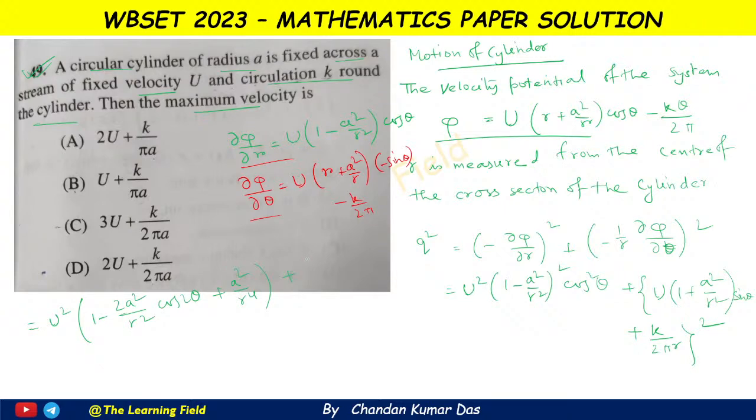If I made a mistake, then you can correct me in the comment. Into 1 plus a square by r square into sin theta, plus k square by 4 pi square r square. Okay, so this is maximum with respect to r when r is minimum.